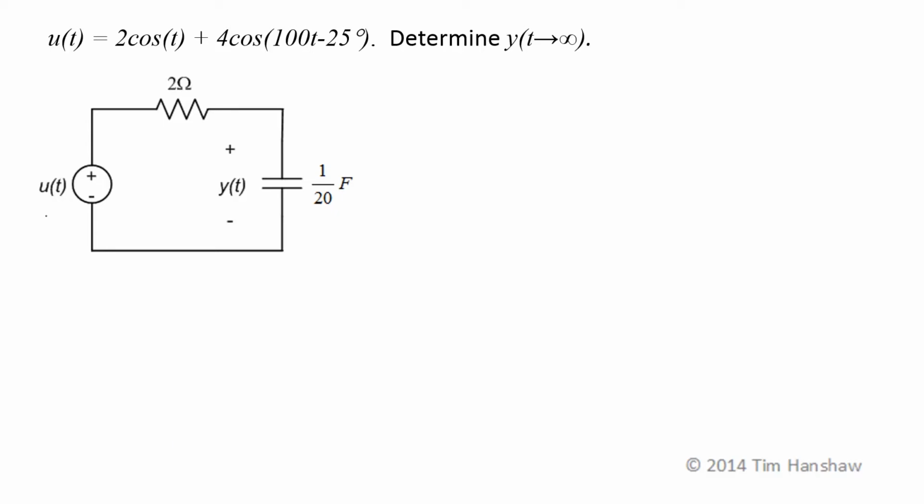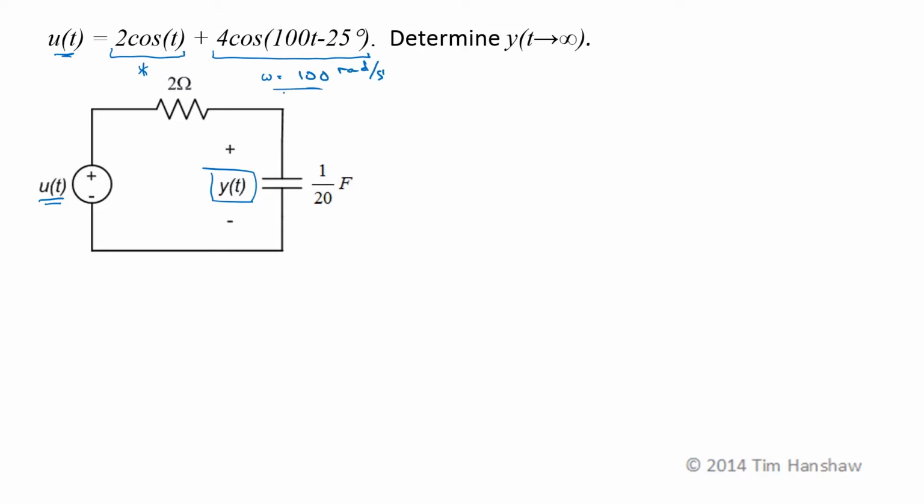Got an RC circuit here. The input is this voltage source, and the output is the voltage across the capacitor. Our input consists of two sinusoids at different frequencies: 2 cosine of t, so omega is 1 radian per second for this component, and 4 cosine 100t, so omega here is equal to 100 radians per second.